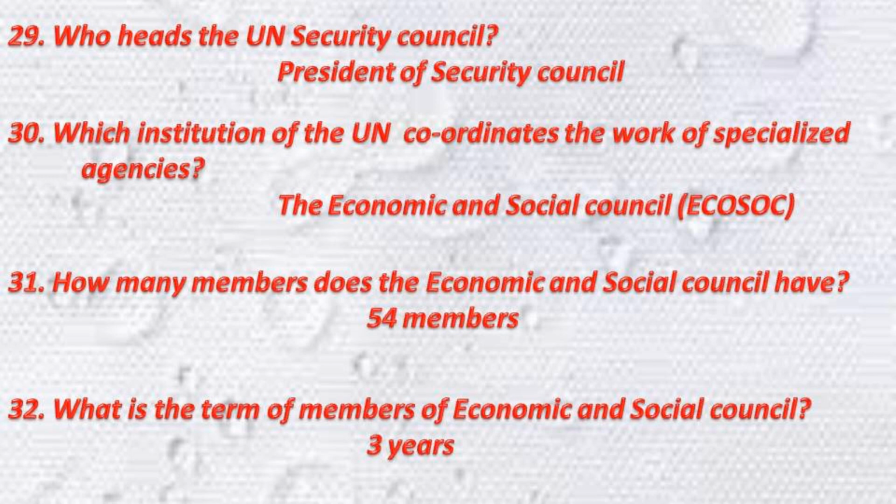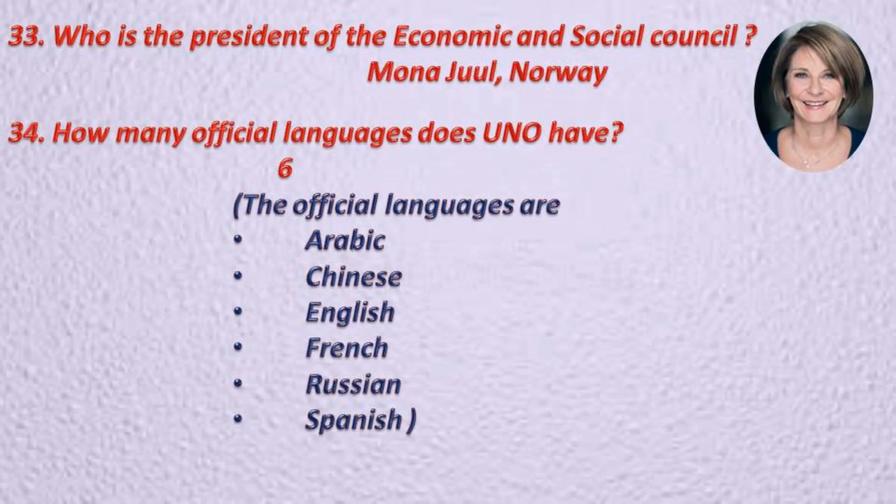31. How many members does the Economic and Social Council have? 54 members. 32. What is the term of members of Economic and Social Council? 3 years. 33. Who is the President of the Economic and Social Council? Mona Juul, Norway. 34. How many official languages does U.N.O have? 6. The official languages are Arabic, Chinese, English, French, Russian, Spanish.